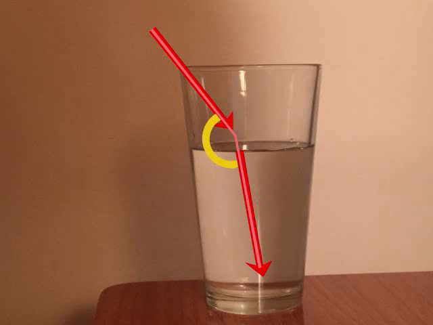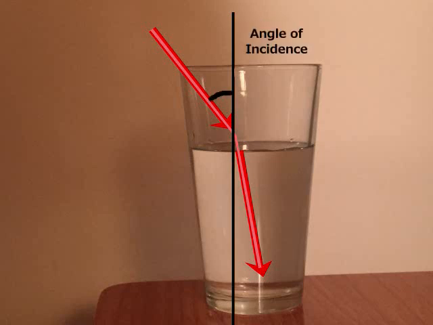There are two angles that matter to us here. Both are formed between one of the rays and the normal, which is an imaginary line perpendicular to the surface of an object. The angle of incidence is formed by the normal and the incident ray. And the angle of refraction is formed by the normal and the refracted ray.